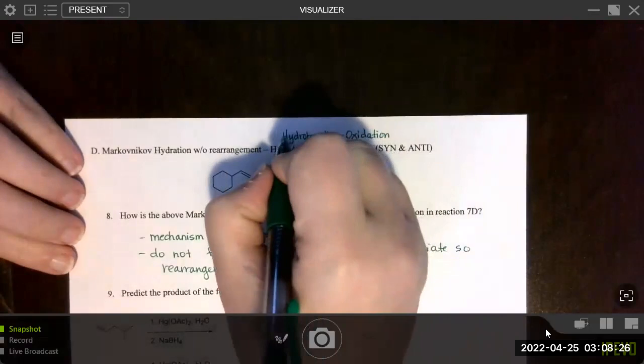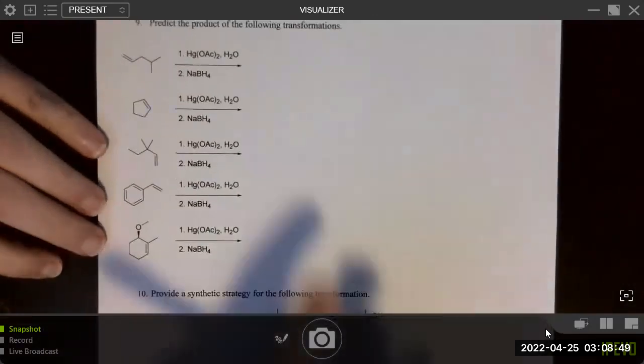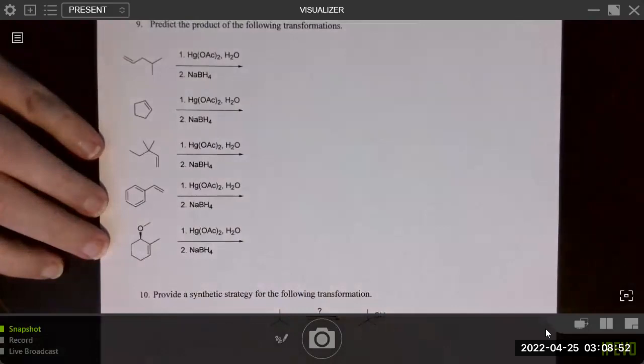Oh my gosh. Sorry. I don't know where I came up with that. Apparently my brain is on other things. This is oxymercuration, demercuration. Good thing I looked at that again to be able to correct that error. So sorry about that. Okay, so we want to consider all of those things when drawing products.